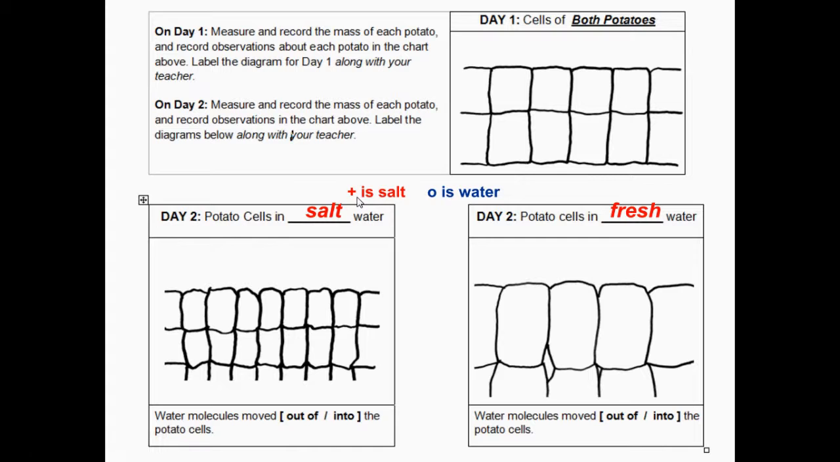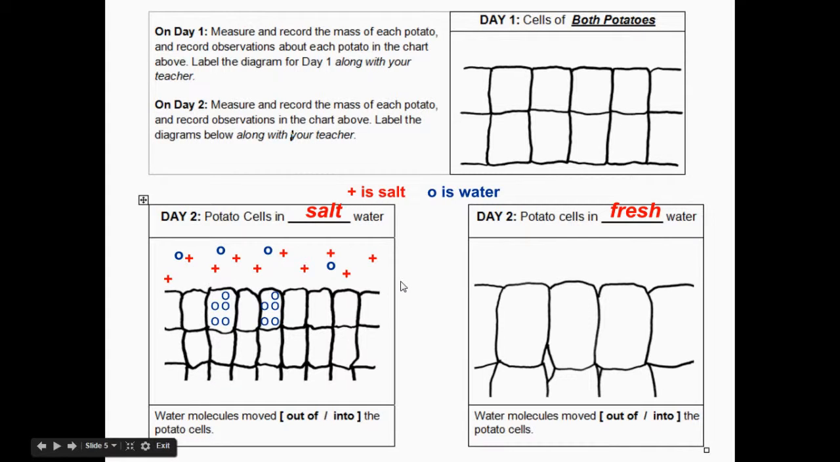Now we're going to make a key. We're going to use little plus signs for salt and little circles for water. So let's start with the potato in salt water. Here's what was happening. The salt water had lots and lots of salt and some water as well. That was outside the potato. The potatoes had quite a bit of water inside the cytoplasm of each cell. So fill in your diagram like that, make a key, fill in the diagram, hit pause.